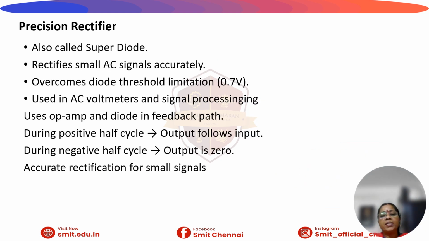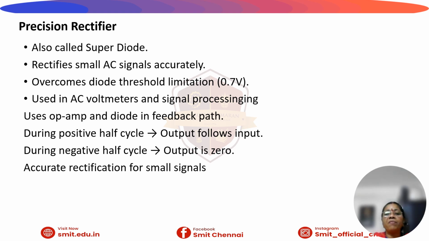Now we will discuss the operation of the precision rectifier. The precision rectifier is also called a super diode. It is an operational amplifier circuit that acts like an ideal diode by compensating for the standard diode's forward voltage drop, typically 0.7 volt for silicon. This allows the circuit to accurately rectify very small AC signals, even in the order of millivolt or microvolt range, where a conventional diode would fail to conduct.